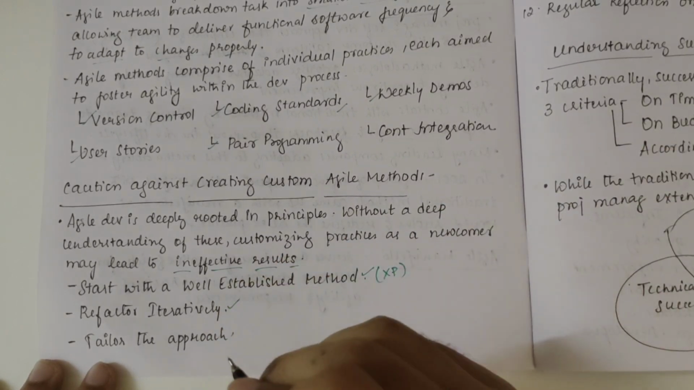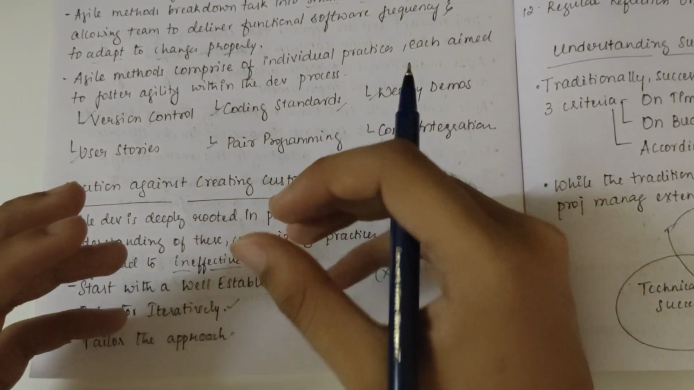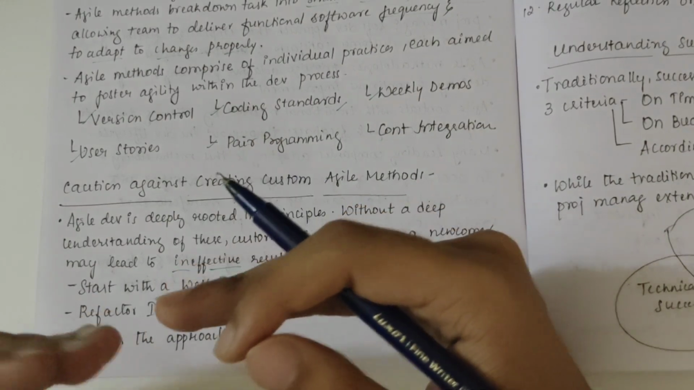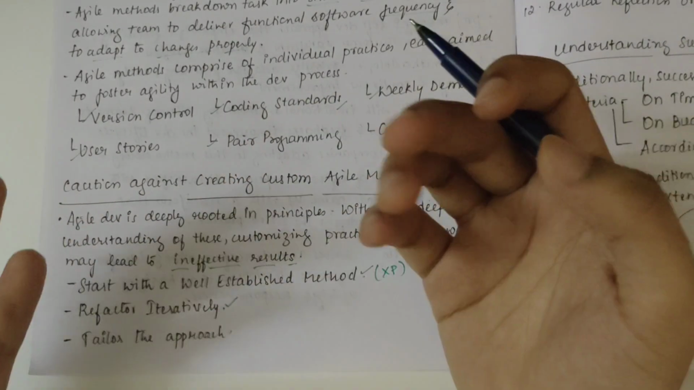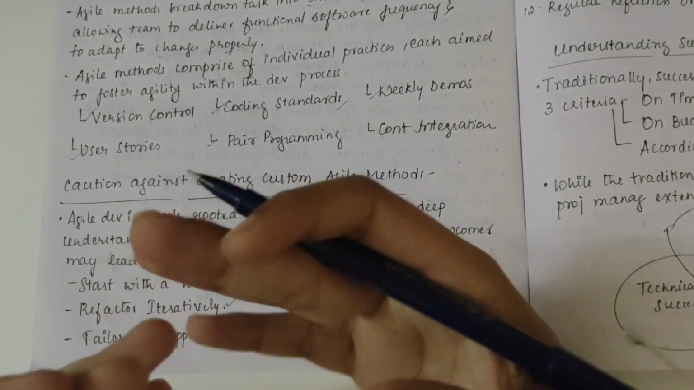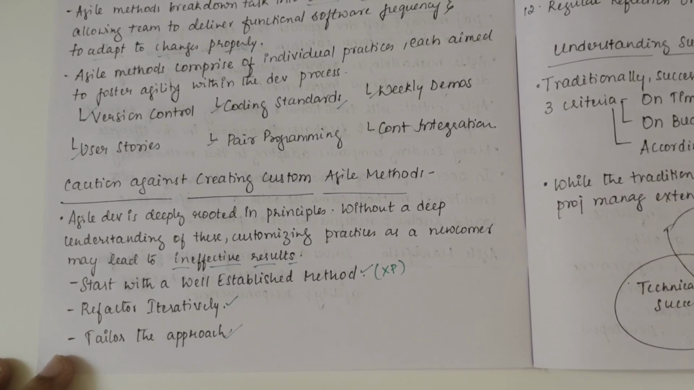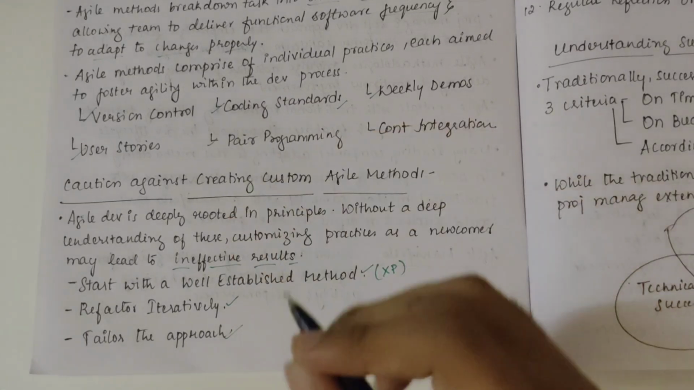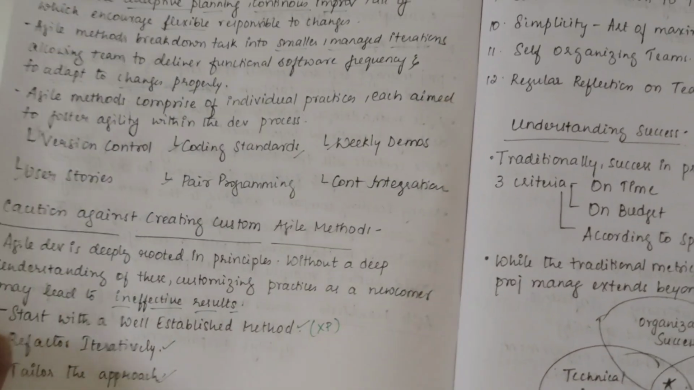Then we have refactor iteratively. Iteratively means we apply the chosen agile method, observe how effective it is, and then slowly start making changes depending on the feedback we take from the stakeholders. Along with that, the team's feedback also matters a lot here. Then we have tailor the approach. Again, depending on the specific needs of the project or whatever your team says, you can tailor the requirements or the changes. Okay, so this is how we need to proceed with agile methods if you are starting for the first time.